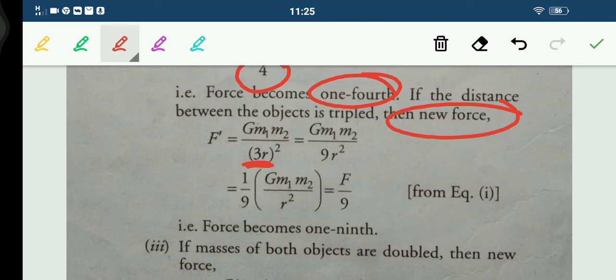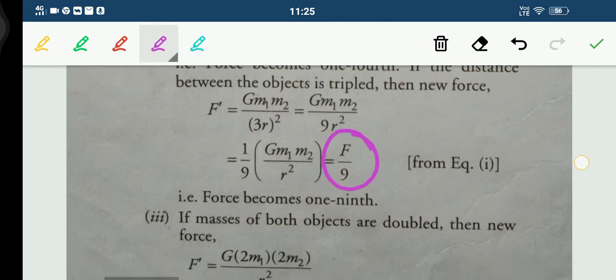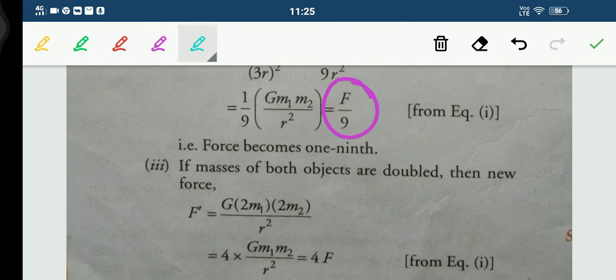Tripled means 3 times. So what would be the answer here? G m1 m2 upon 9r square, because 3 square is 9. Fine students. Now simply separate it, 1 by 9 G m1 m2 upon r square. Fine students. Now can we write G m1 m2 upon r square as F? Of course we can. F multiplied by 1 will give you F, and here comes the 9. So it becomes F by 9. And here comes your answer, the force becomes 1/9 times.